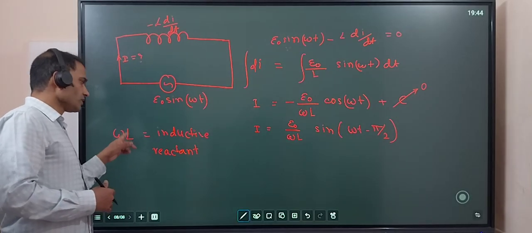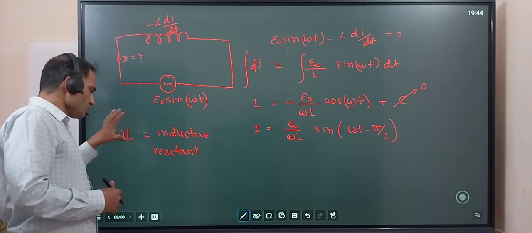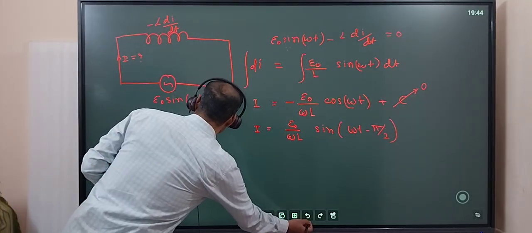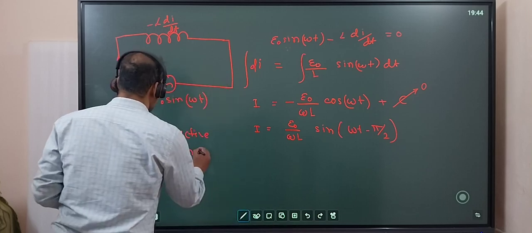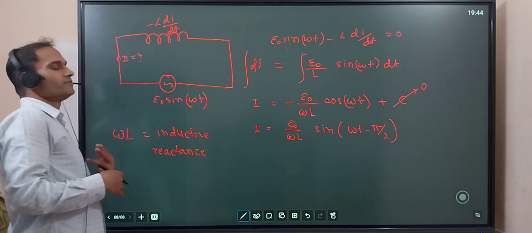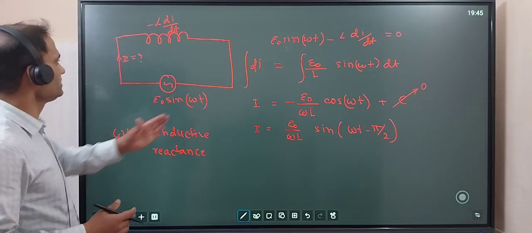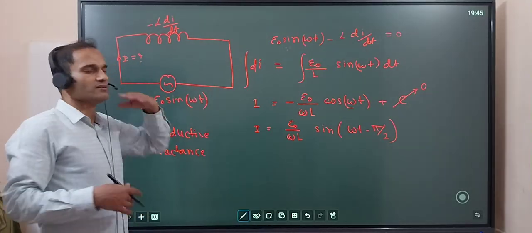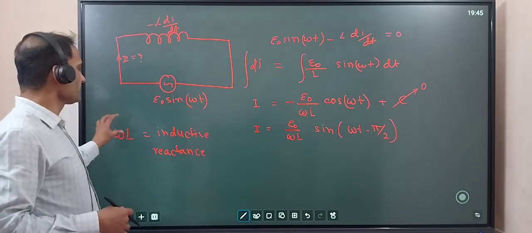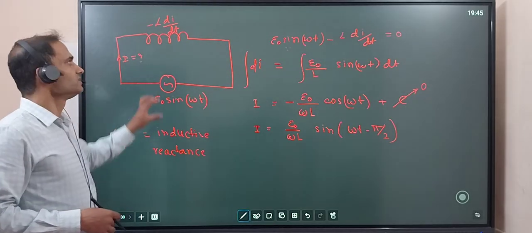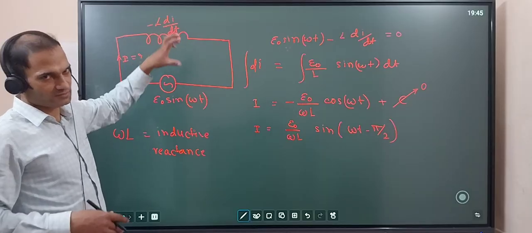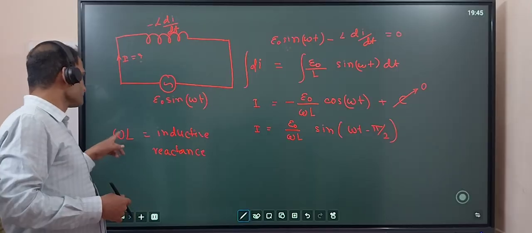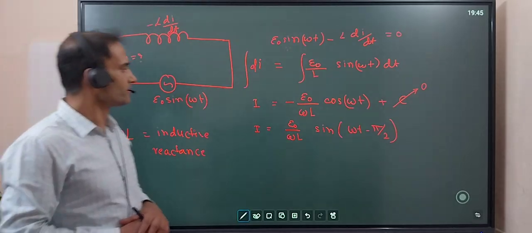So if omega is 0 or L is close to 0, inductive reactance will also be very close to 0, so you will get a very high value of current. It will be like a circuit of zero resistance. Current will be very high. But if omega is large, L is large, it will impede the fluctuation of current, and you will get a small value of current.